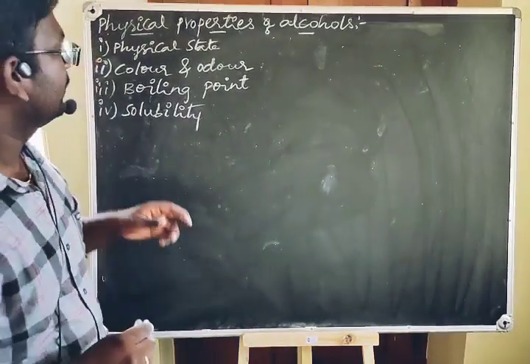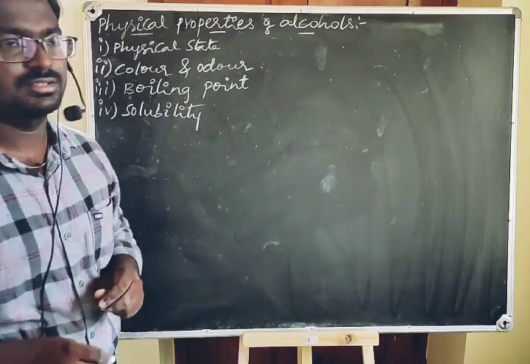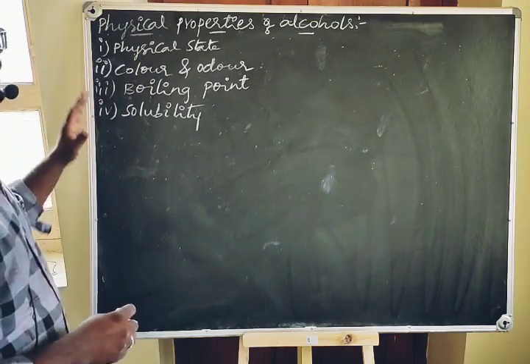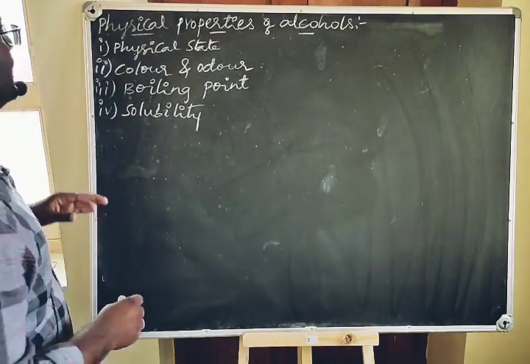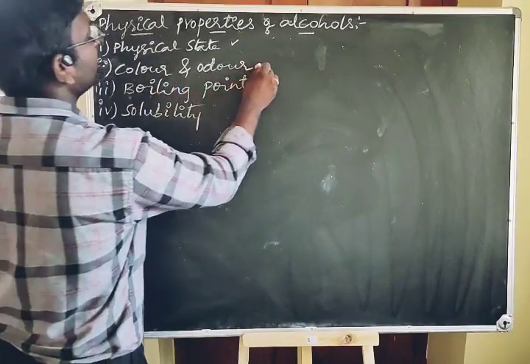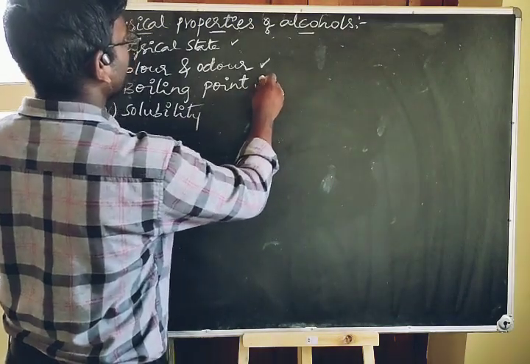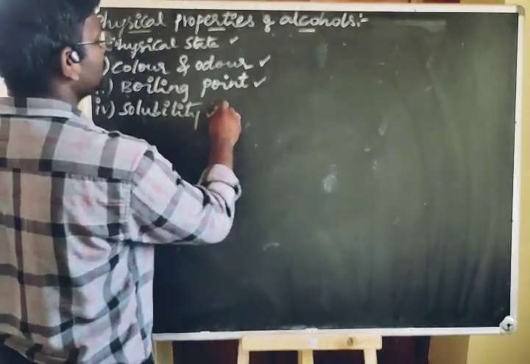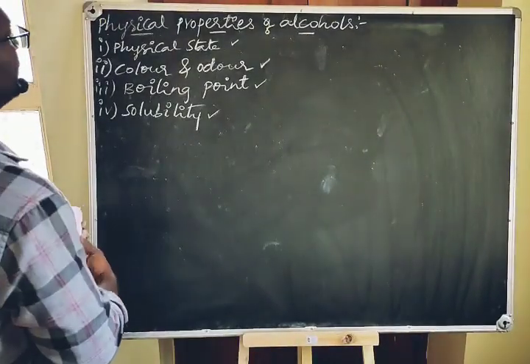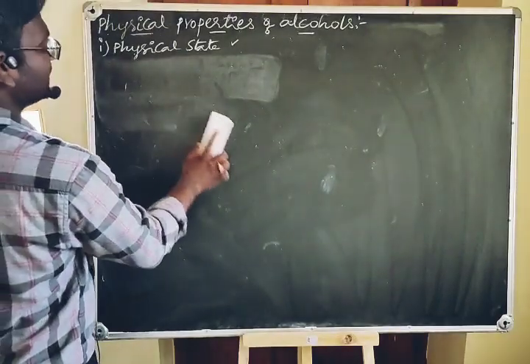Dear students, we have to discuss the physical properties of alcohols. Here we shall consider the four important physical properties. The first one is physical state, the second one is color and odor, the third one is boiling point, and the fourth one is solubility. Let us go one by one. Firstly, we shall discuss the physical state.